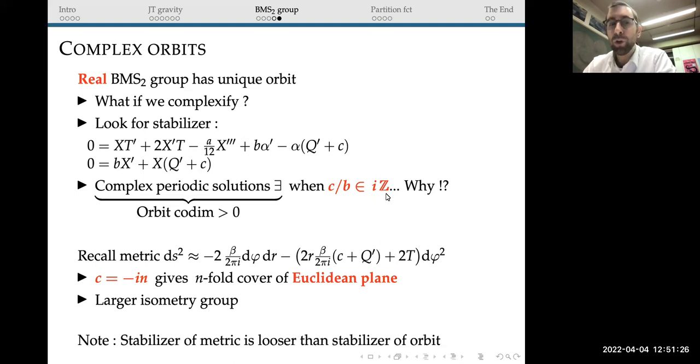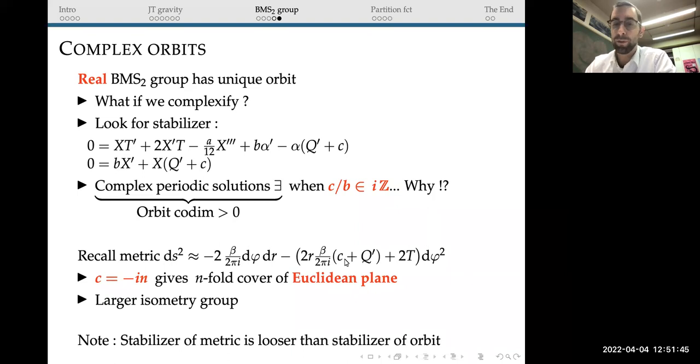Just one more note, which again is going to be relevant for the partition function. You should note that I've looked here for stabilizers of orbits of BMS2, but the notion of stabilizer for a metric is much more lax. And the reason is because the metric only involves Q prime, not Q.